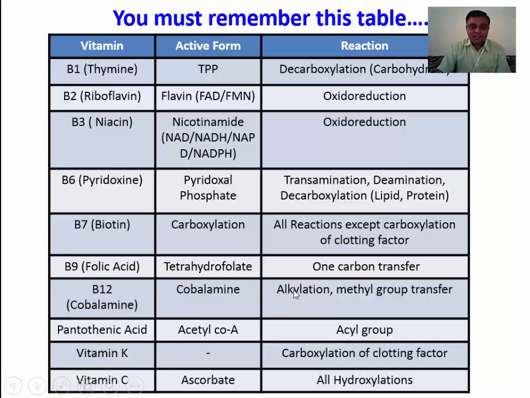Vitamin B12 is used for alkylation and methyl group transfer in some of the reactions. Vitamin C is required for all the hydroxylation reactions. And pantothenic acid, which is in the active form of acetyl-CoA, will provide the acyl group. So you must remember this table, and it will be very helpful to solve the questions.